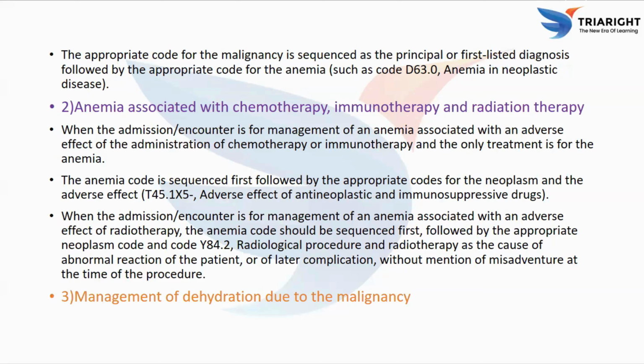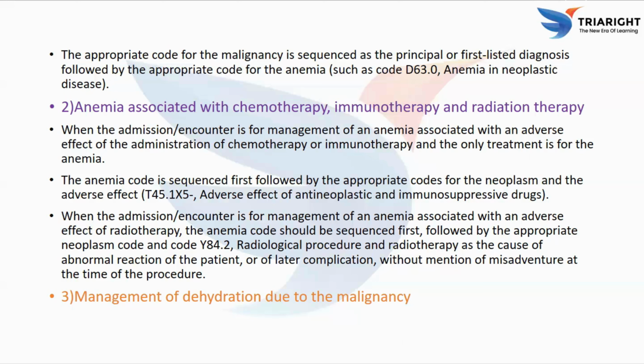So this is different from anemia caused by cancer itself. The first condition, anemia due to chemotherapy or immunotherapy. So this is an adverse effect. So anemia is caused by the adverse effect of the treatment. So the encounter is only for anemia management. So what is the correct sequencing? First, code anemia, second cancer, and third, at last, you have to code the adverse effect.